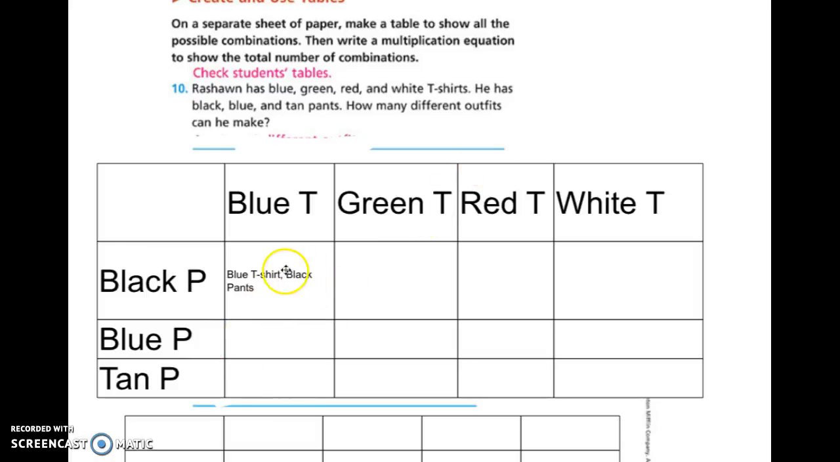And we can count these squares to see. So 4 times 3 equals 12. Let's see if we have 12 different combinations. 1, 2, 3, 4, 5, 6, 7, 8, 9, 10, 11, 12. So it worked. I ended up with 12 different combinations because I had 4 different types of t-shirts times 3 different types of pants.